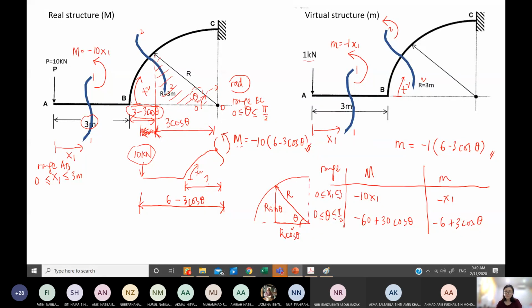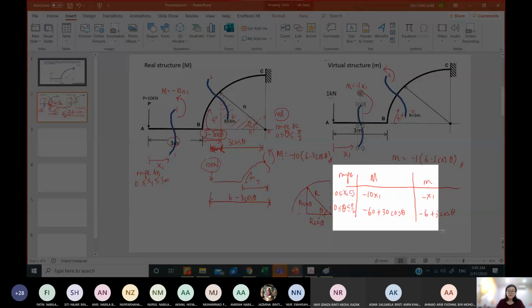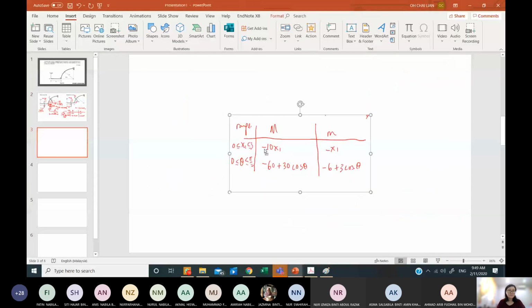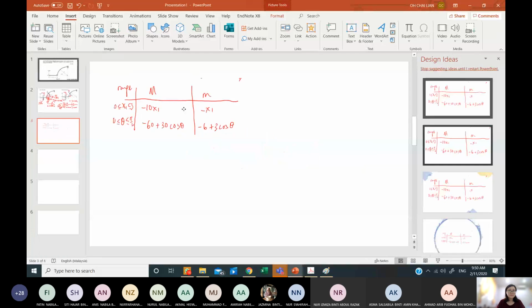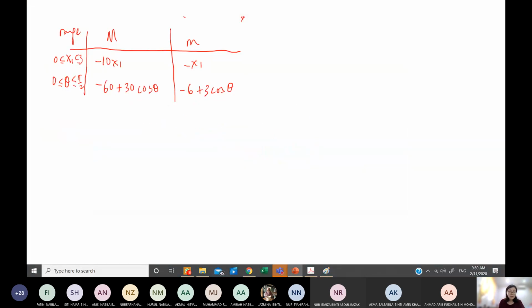Then we can go to these equations, applying the equations. Keep this first. So I will take this one and put it here. Now I'm going to write the equations.